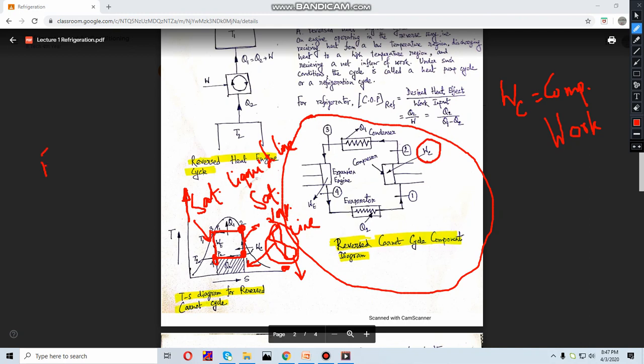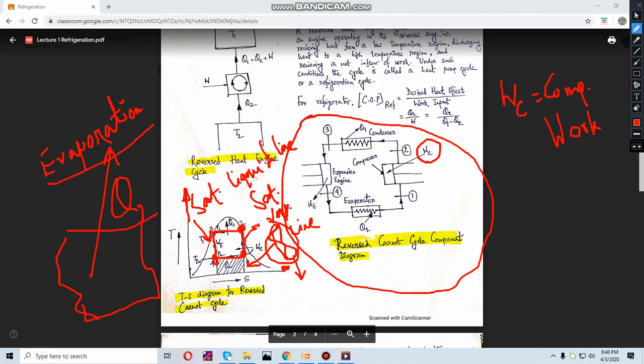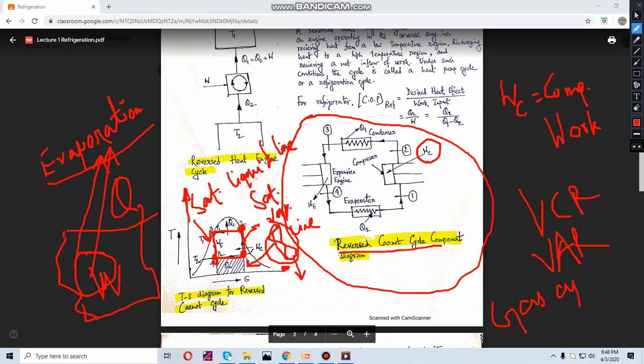Because of this evaporation, heat has to come from the surroundings, or the system which has to be refrigerated. So Q2 amount of heat is being supplied. Heat helps to evaporate the refrigerant, and as heat has to be supplied to this refrigerant, the space which we are concerned with gets refrigerated. Now, in practical cases, we do not use this reverse Carnot engine. We can't use it. That's why we are much more concerned about VCR, VAR, or gas cycle refrigeration.